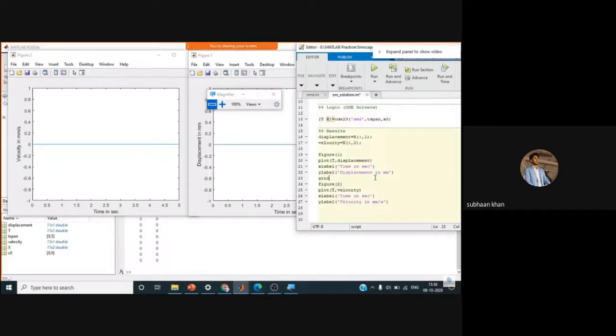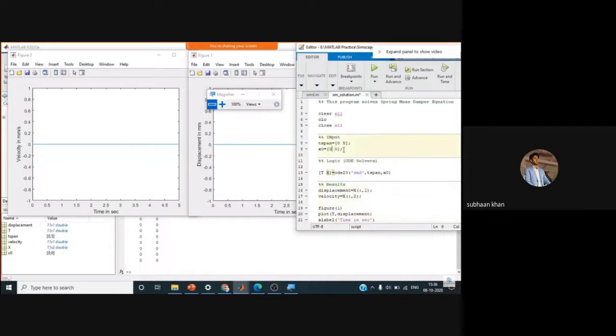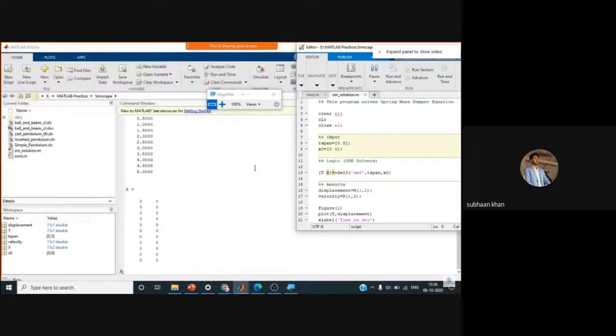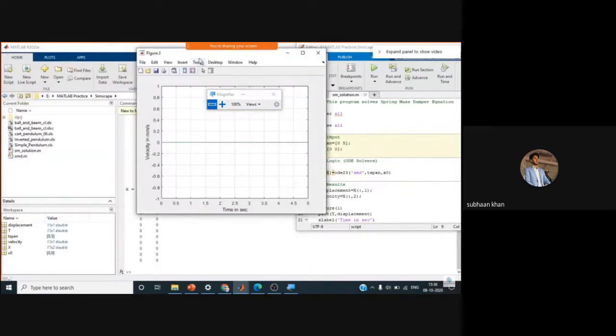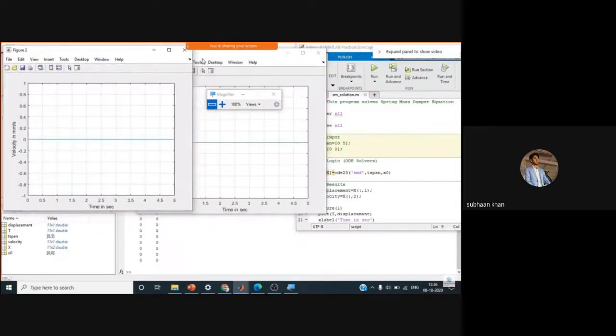So can you tell me the reason for it? Basically, the reason is that the initial conditions provided are zero. That's the reason it is going to be a zero output. If I change that, what will happen?